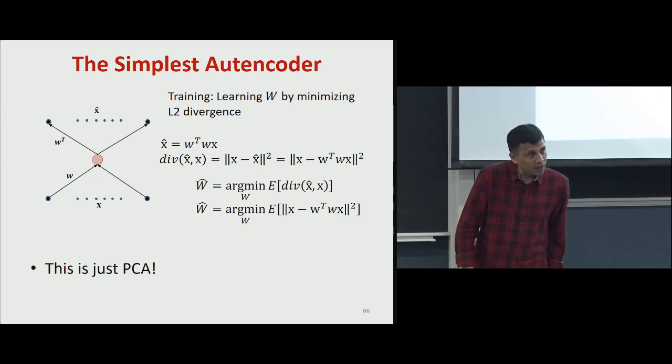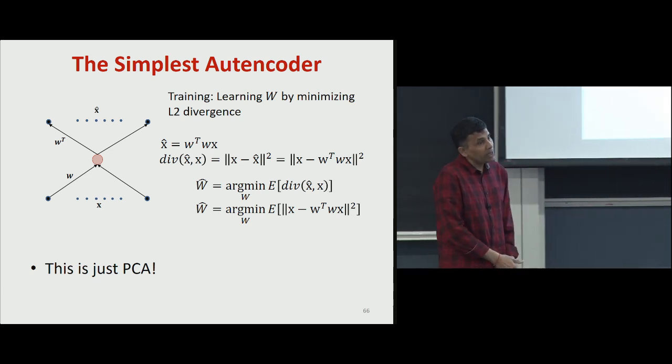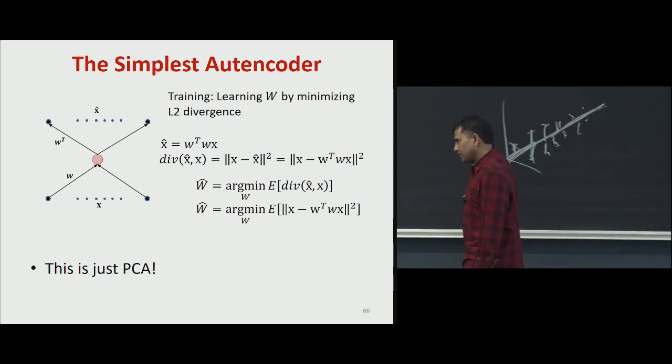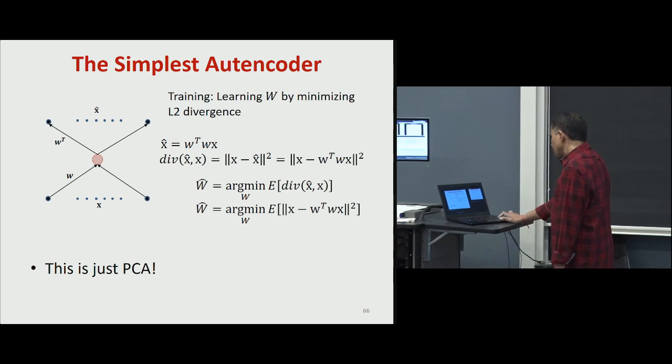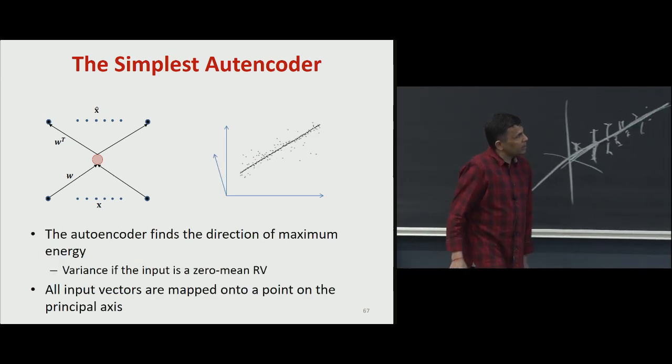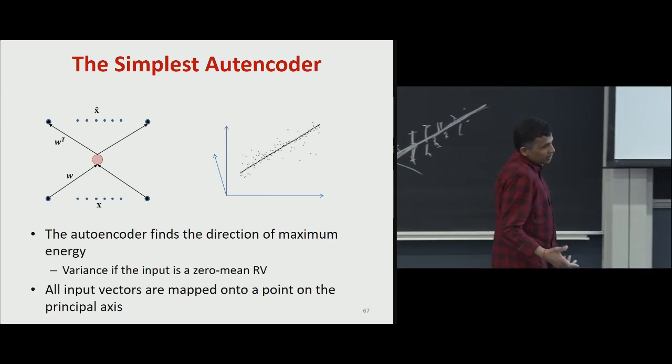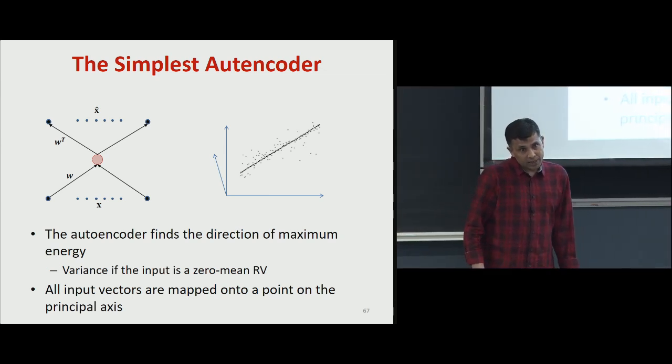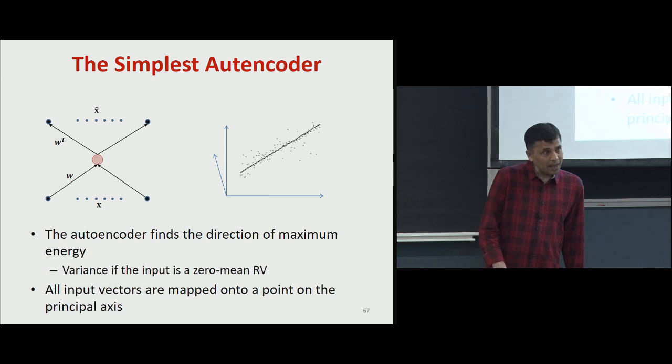If your data are centered at zero, solving this equation is exactly principal component analysis. So when you have just one hidden neuron, it's actually just going to be performing PCA. Something else, for a zero mean random variable, is that it's basically going to be finding the direction of lowest variance, right? But here's something else that happens.